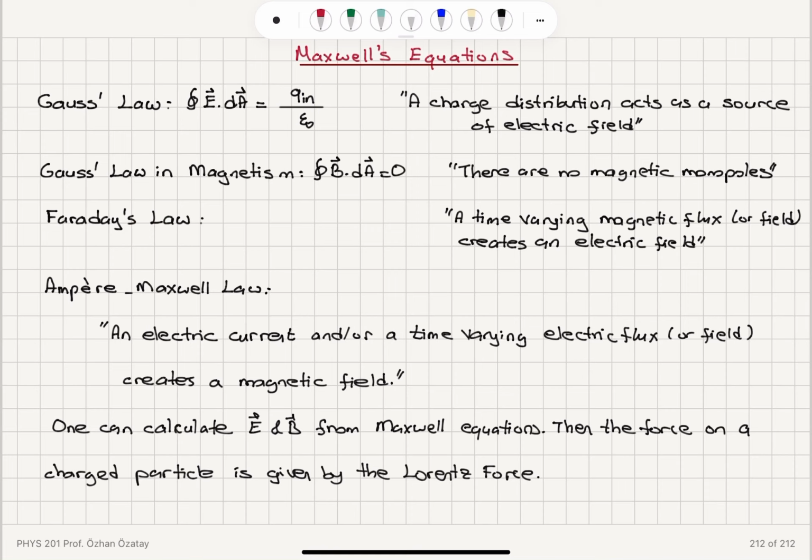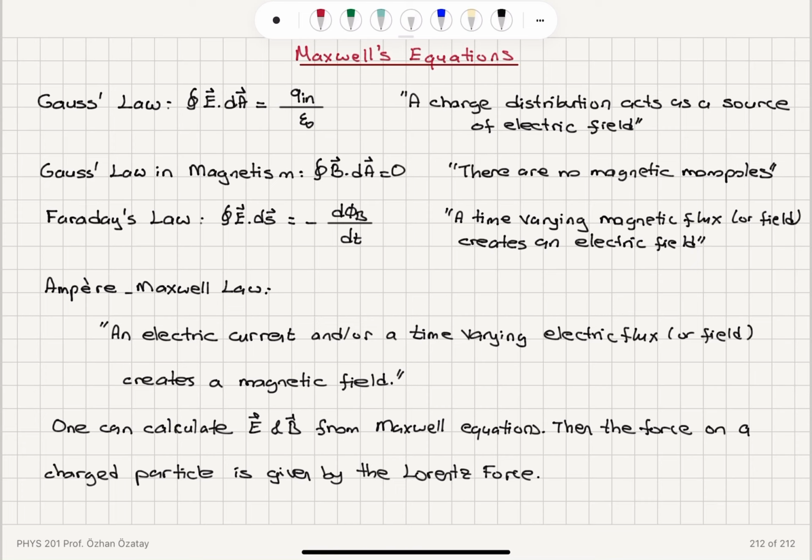Faraday's law, the third equation, is basically the closed path integral E dot ds is equal to minus the rate of change of magnetic flux, d phi B dt. This is basically the EMF induced by the time-varying magnetic flux. It says a time-varying magnetic flux or magnetic field or the area would create an electric field. So an electric field can be created either by using a time-varying magnetic flux or a charge distribution Q.